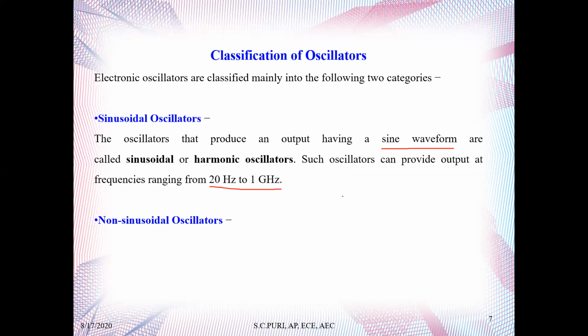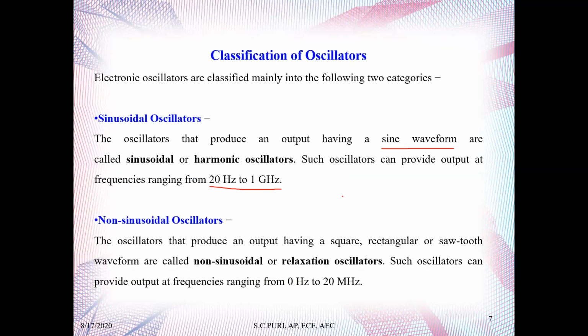Next is non-sinusoidal oscillators. The oscillators that produce an output having a square, rectangular or sawtooth waveform are called non-sinusoidal. They are also called relaxation oscillators. Such oscillators can provide output at frequencies ranging from 0 Hz to 20 MHz. So non-sinusoidal oscillators are basically employed in the lower frequency domain.